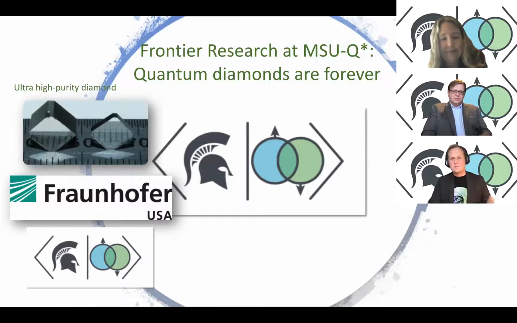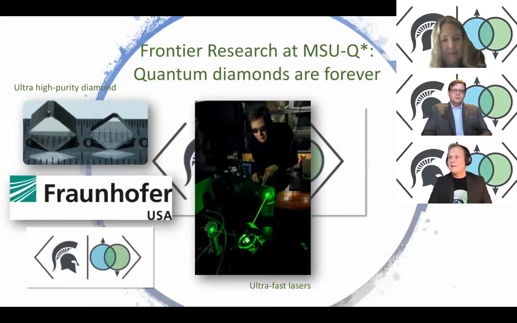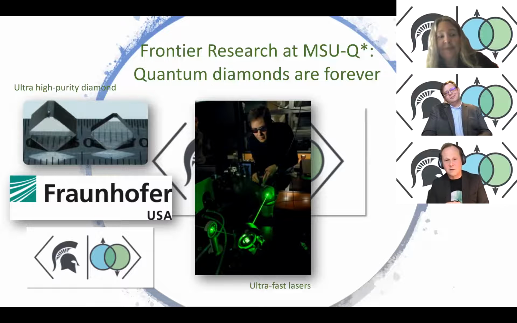And so there are people at MSU, and they're part of MSU-Q, who can make essentially the best defect-free diamond that has ever existed. And we have some of the world's leading expertise in ultra-fast lasers, and you'll see how these two things fit together in just a minute. So we have folks who have been at the forefront of controlling chemical reactions using ultra-fast pulses of laser light. This is a picture of one of the MSU-Q members, Marco Stantis.